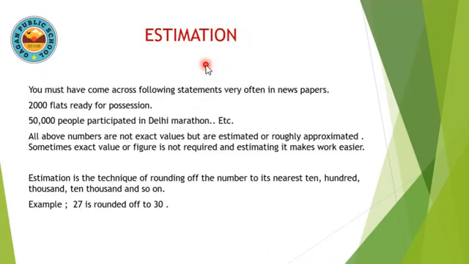Now estimation. What do you mean by estimation? Estimation means round off. You must have come across statements like 2000 flats are ready, 50,000 people participated. So are these figures the exact values? No, these are approximations. These are the approximated values. Sometimes the exact value is not required and estimating it makes our work easier.